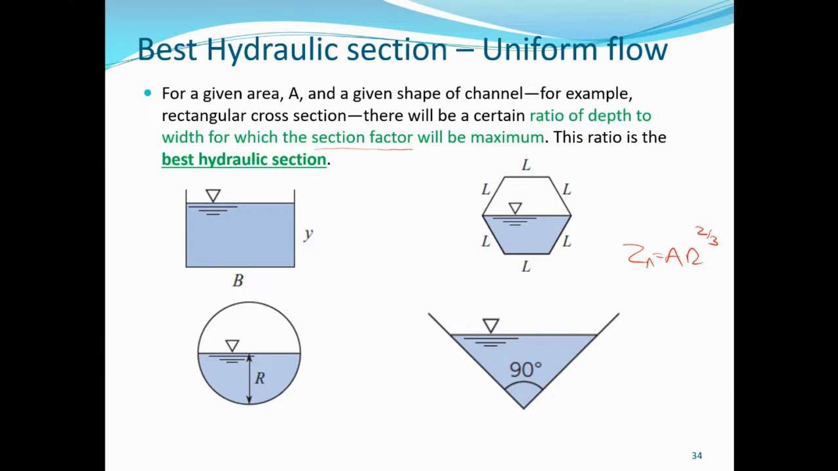AR to the power of 2/3. Because as the section factor increases, it means the area increases, and as the area increases, the flow rate, the discharge, increases. So there is a certain ratio of the depth to width for which it is maximum.